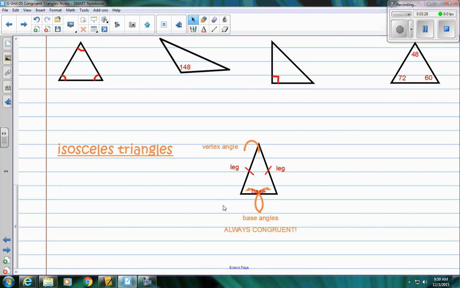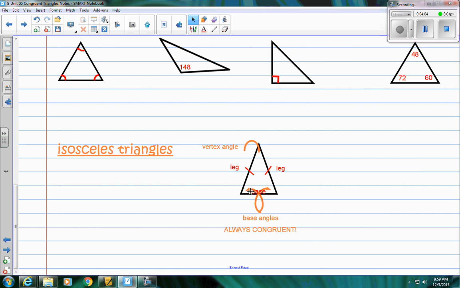Isosceles triangles have some specific vocabulary that is related to them. The two congruent sides of an isosceles triangle are called the legs, and the bottom and non-congruent side is called the base. The angles also have special names. The angle that is at the top or is formed by your two congruent sides is called the vertex angle. And the angles that are formed by your base and the legs are called your base angles. It's important to note that base angles are always congruent.